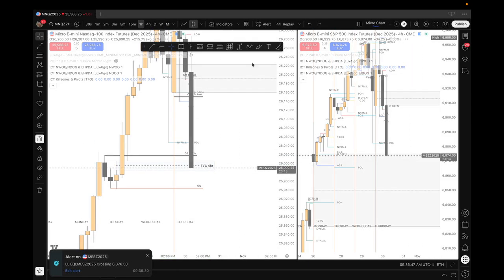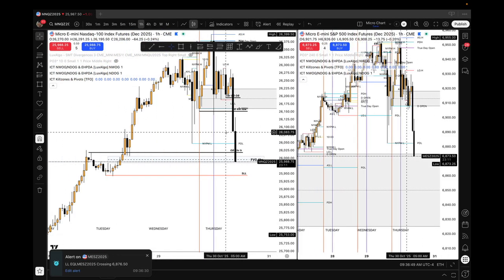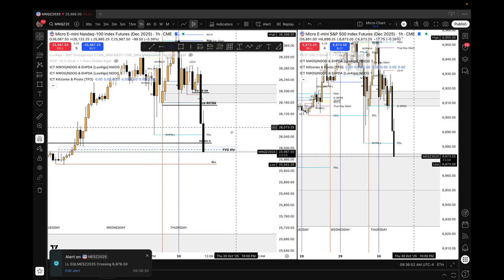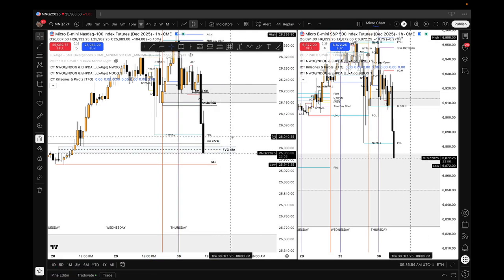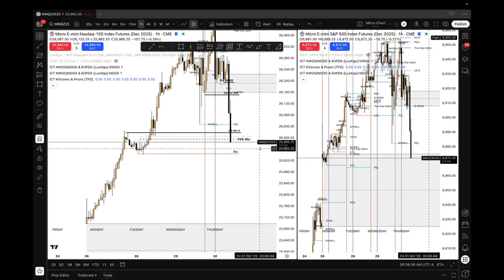So we're back again on Thursday. What do I see? Price is pushing its way down. Just tapped into this order block on the 4 hour and this fair value gap on the 4 hour.